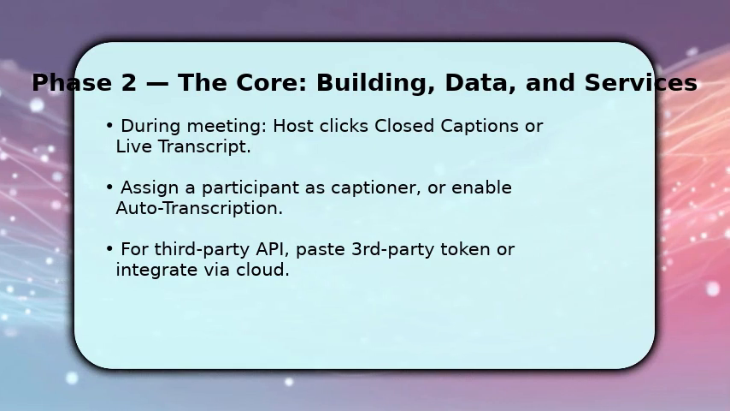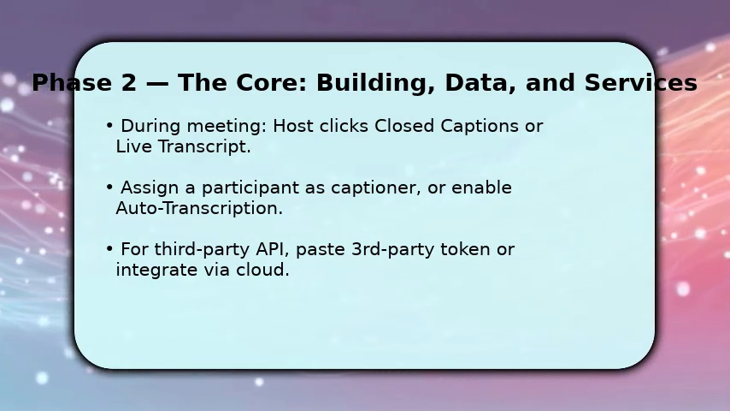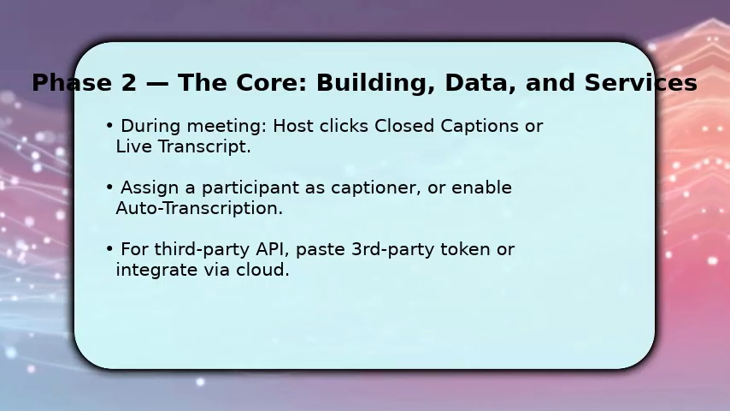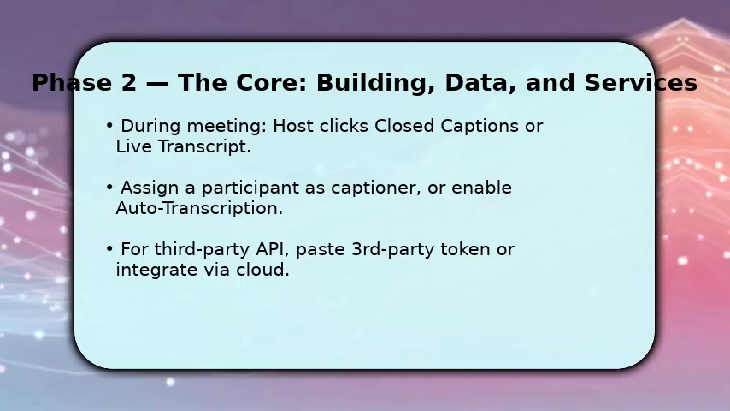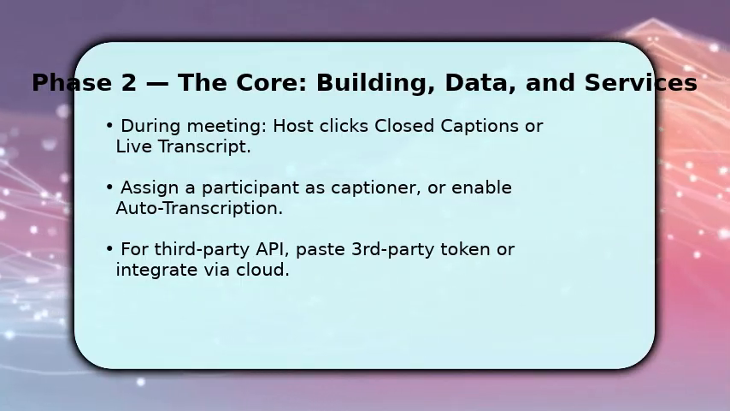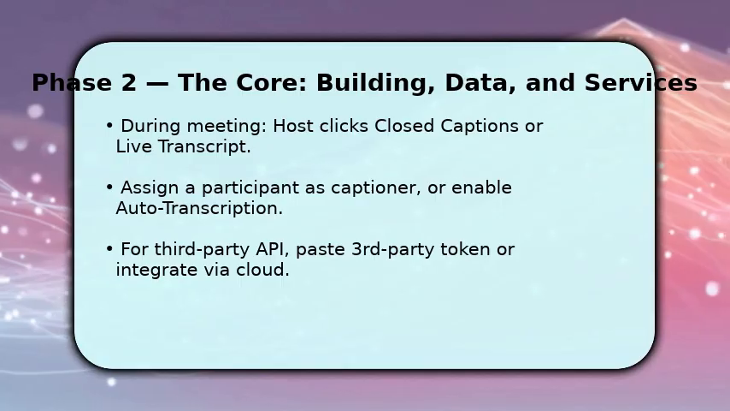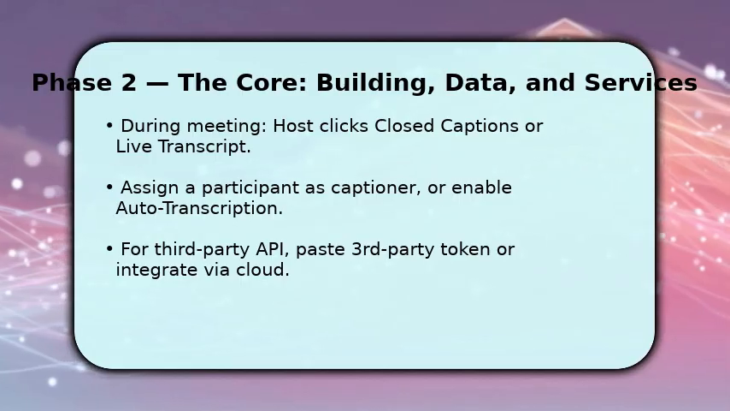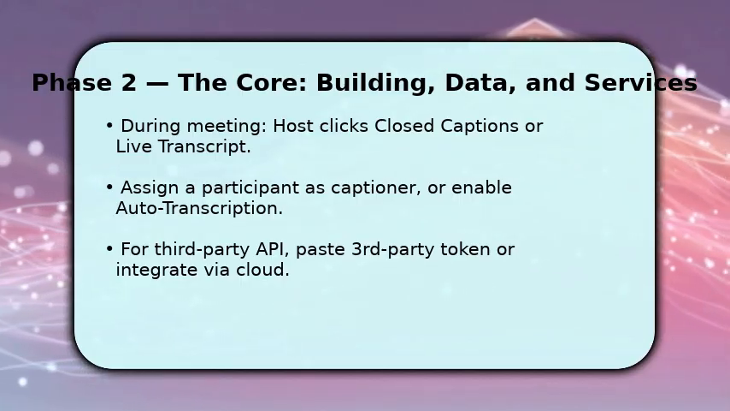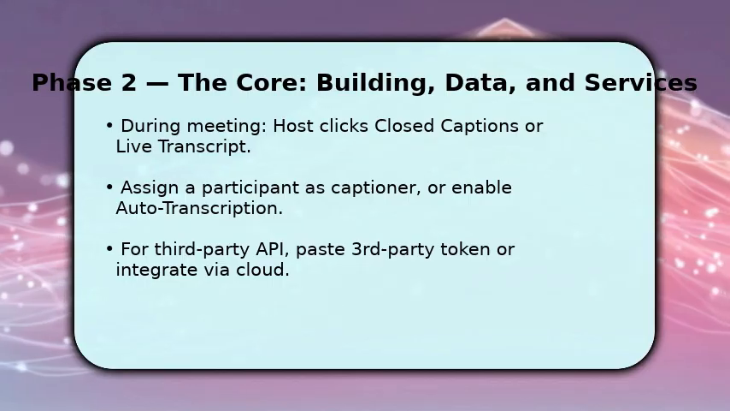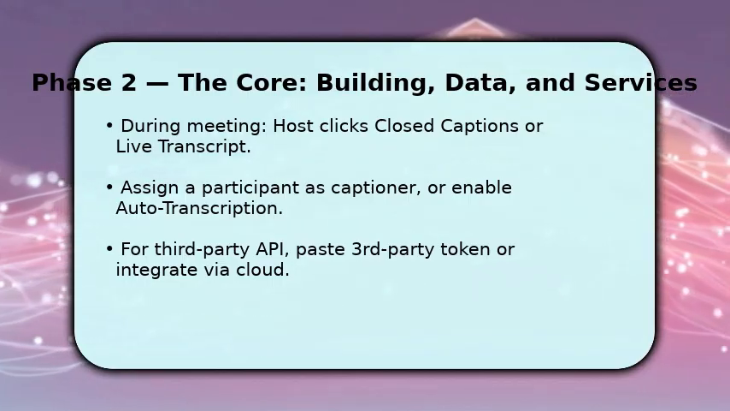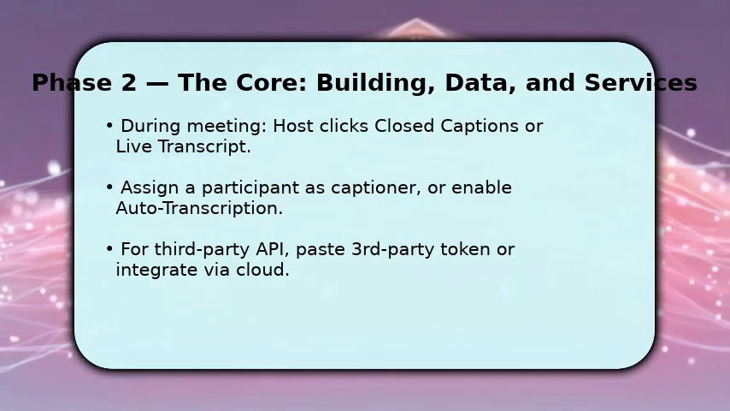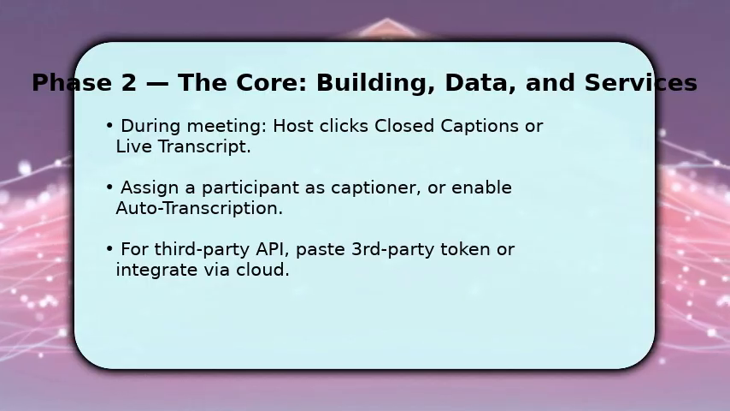Once in the meeting, open the More menu and select Closed Captions or Live Transcript so the feature appears to participants. Then assign someone as the captioner by selecting their name or enable auto-transcription for immediate machine captions. This trade-off is speed versus accuracy. If you use a third-party captioning service, paste the provided API token into the dialog box or start the cloud integration. This routes captions into the meeting in near real time, reducing manual workload.